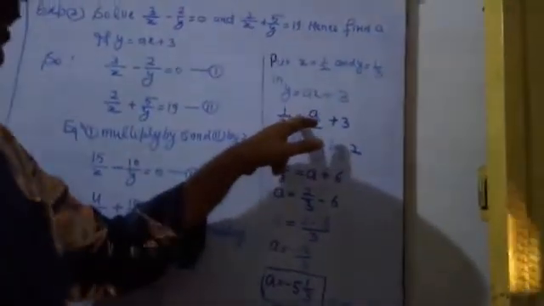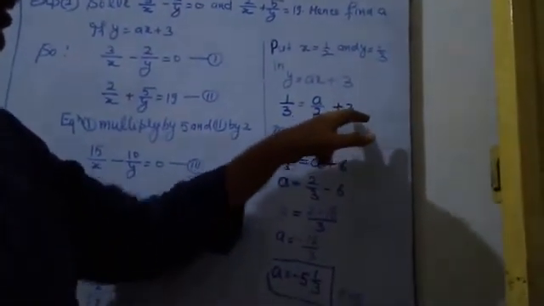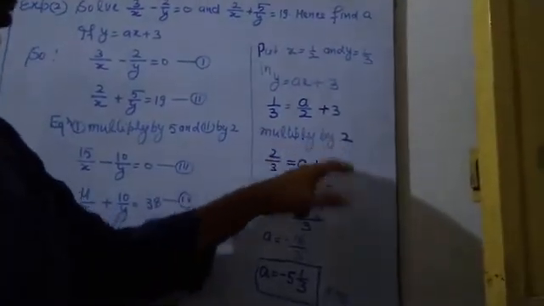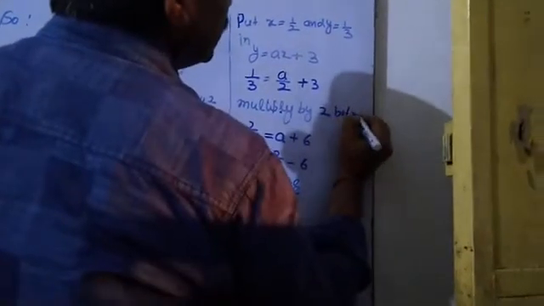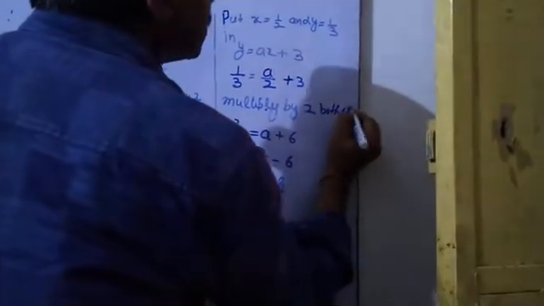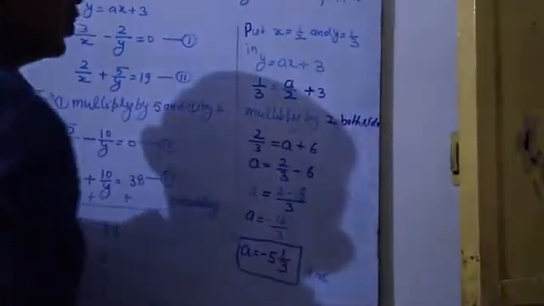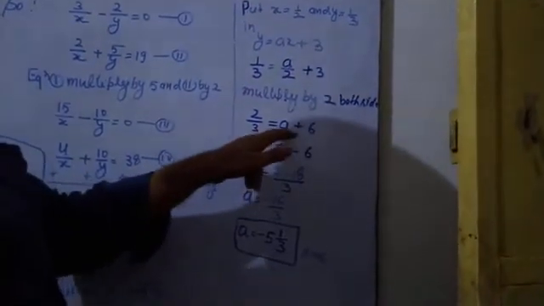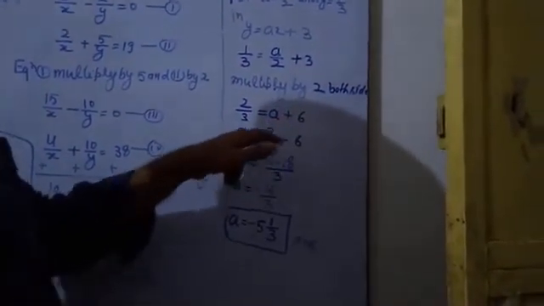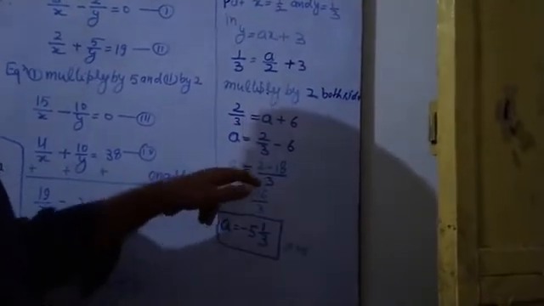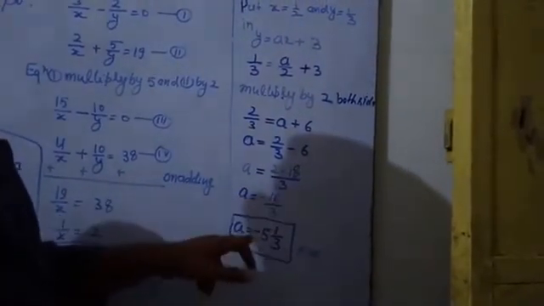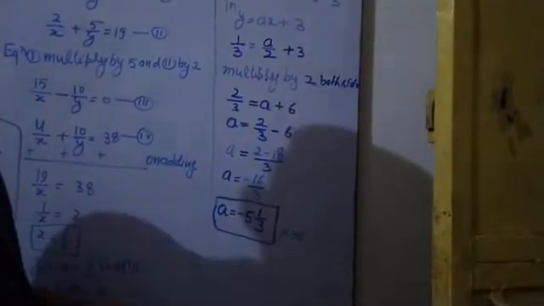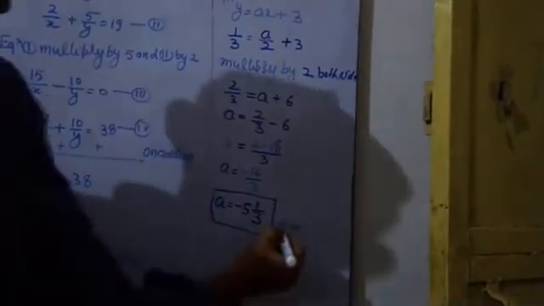1 by 3 equal to a by 2 plus 3. Multiplying by 2 on both sides, 2 by 3 equal to a plus 6, a equal to 2 by 3 minus 6, a equal to 2 minus 18 by 3, a equal to minus 16 by 3, a equal to minus 5 whole 1 by 3. This is the answer.